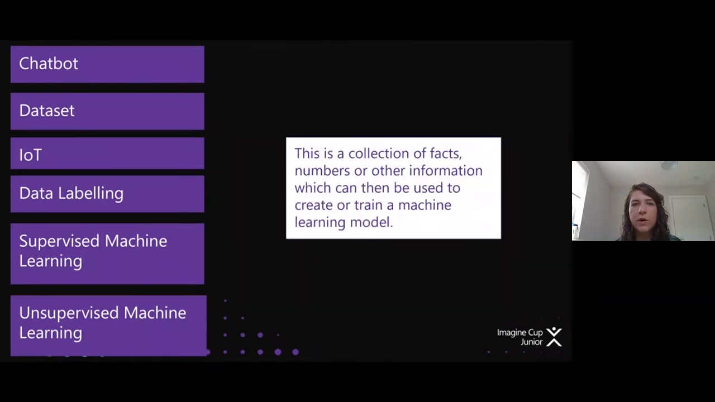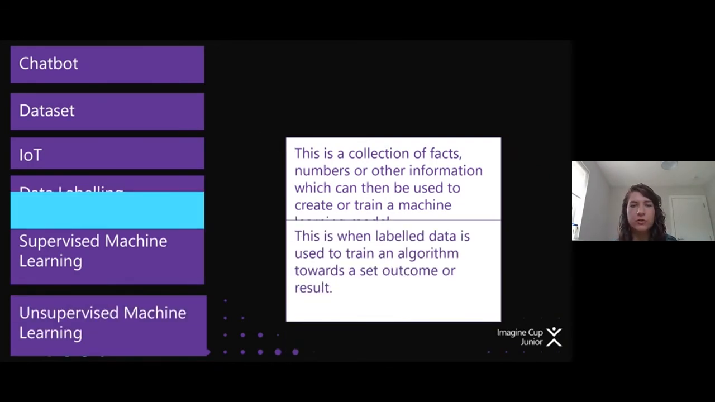So the first one we want to match up to is, this is a collection of facts, numbers, or other information, which can then be used to create or train a machine learning model. I think it's my friend, the data set. It is the data set, correct. So the data set, collections of facts, and remember, these are the things that we're using to create and train the machine learning model. Well done, Corey.